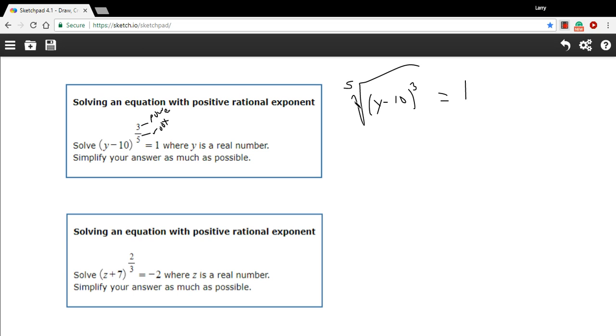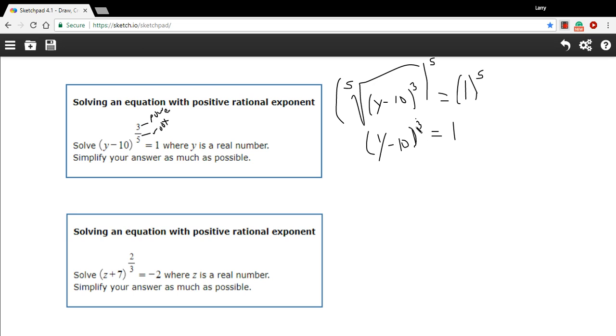Now to solve this, I want to get rid of this fifth root. So I'm going to just raise both sides to the fifth power. Luckily, I've got a 1 on this side, so raising it to any power is pretty easy. So in this case, the fifth power and the fifth root just cancel, and you get y minus 10 to the third power equals 1 to the fifth power, which is just 1.